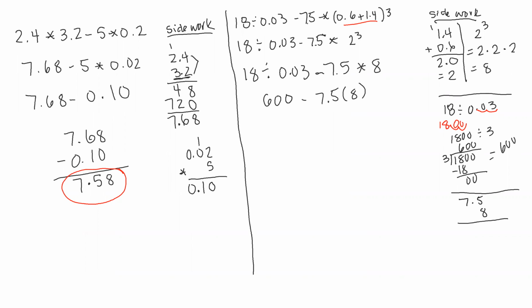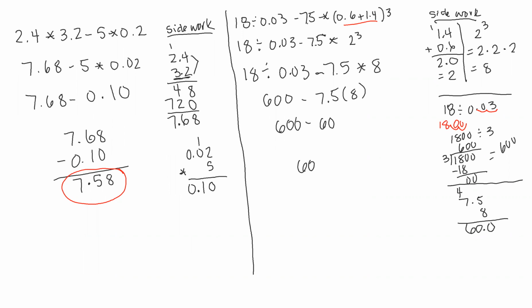All right, so 7.5 times 8. Make a little bit more room. 8 times 5 is 40. So I'm going to keep a 0 and carry a 4. Now 8 times 7 is 56. 56 plus 4 is 60. I have 1 decimal place in my factors, so I need 1 decimal place in my answer. So I have 600 minus 60.